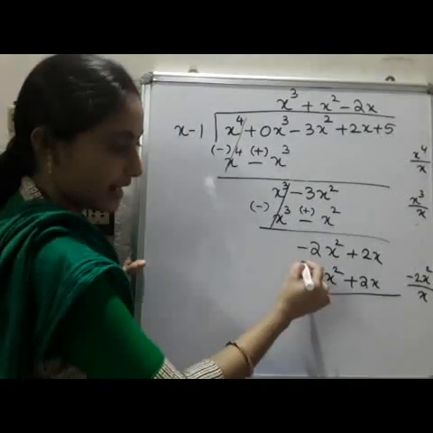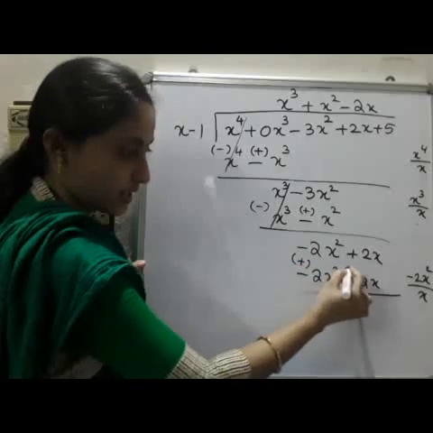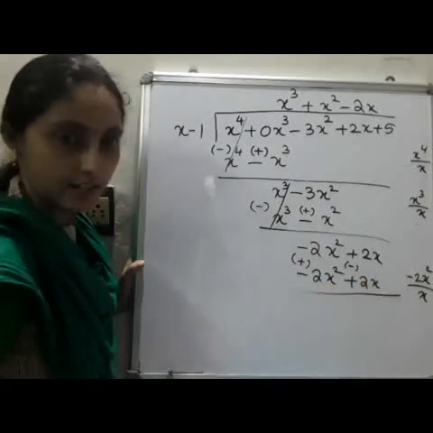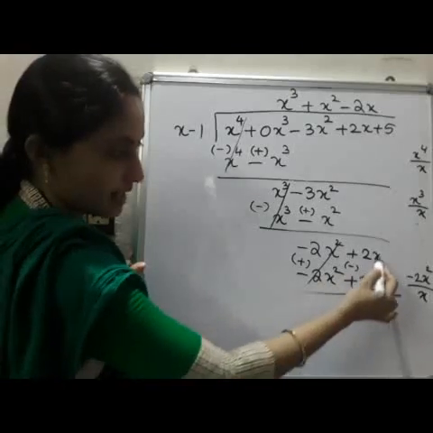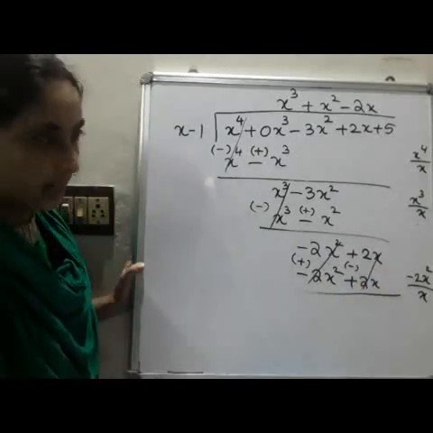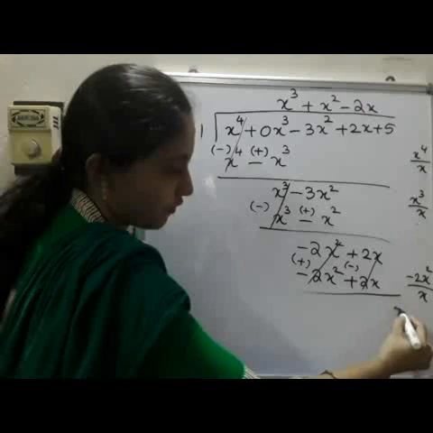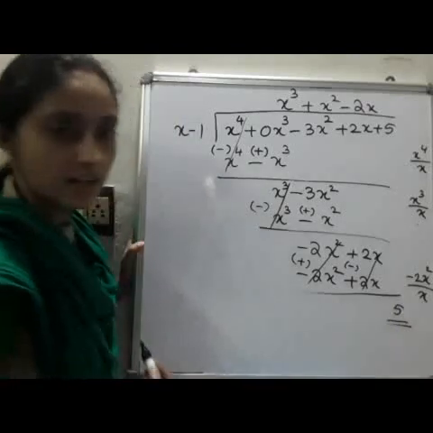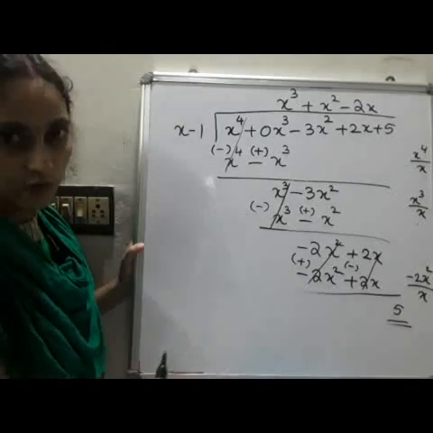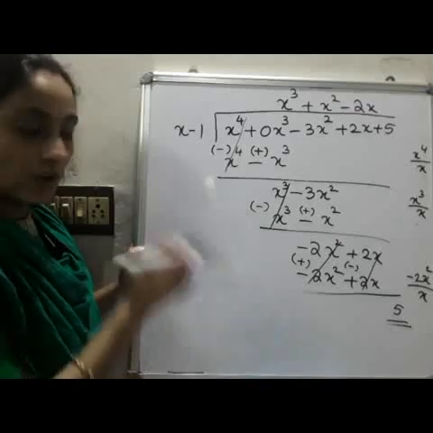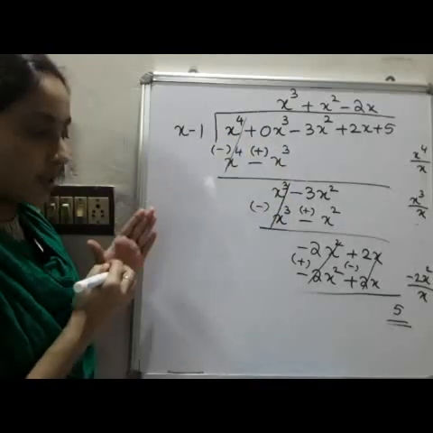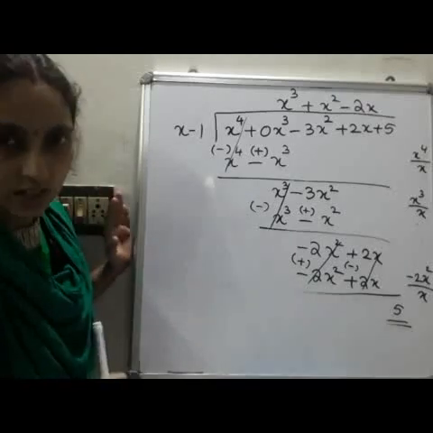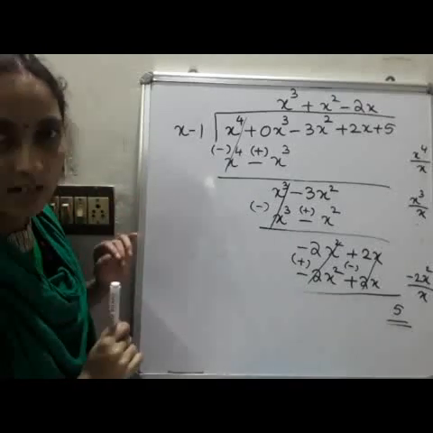Okay. Then again changing the sign. Here it becomes positive. Here it becomes negative. So this will be cancelled. Then here 2x minus 2x. That also will be cancelled. What is remaining here? 5. So the answer is 5. Remainder is 5. Okay. So while with division we have to put plus 0 and all. Up to this much is enough. That is plus 5 is the remainder.